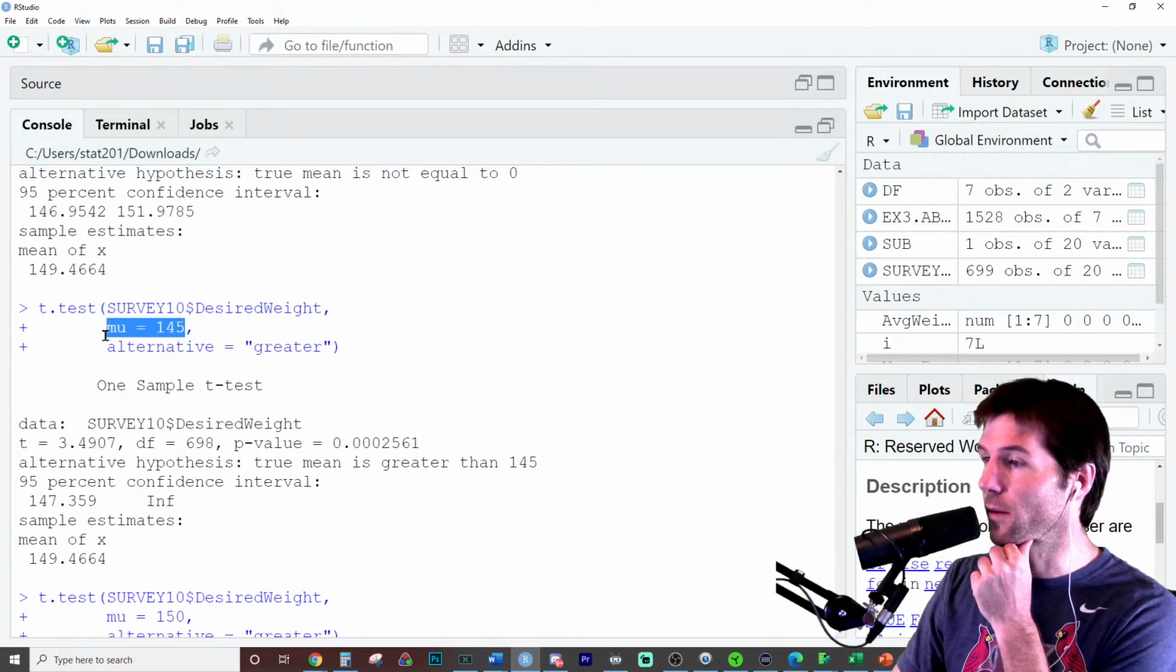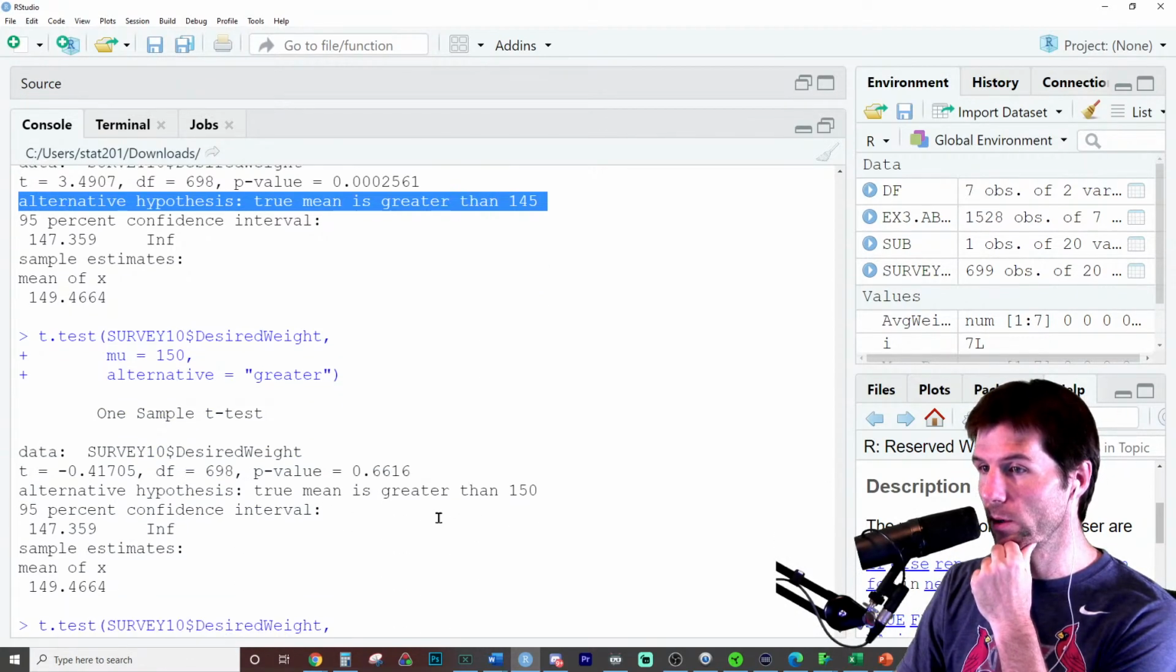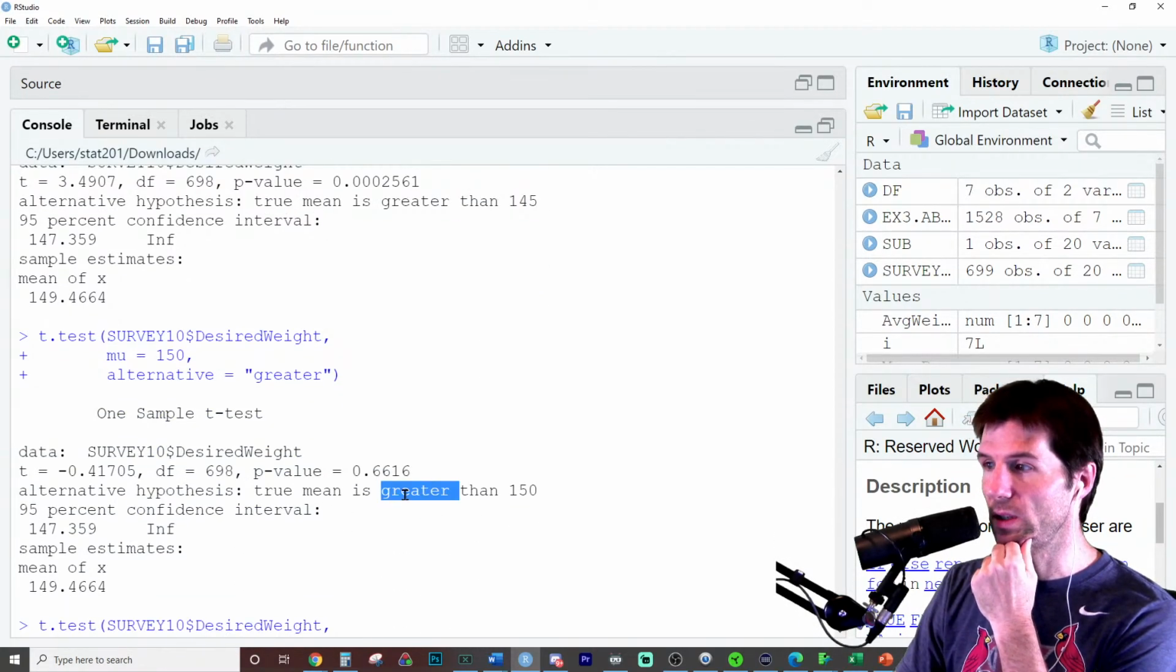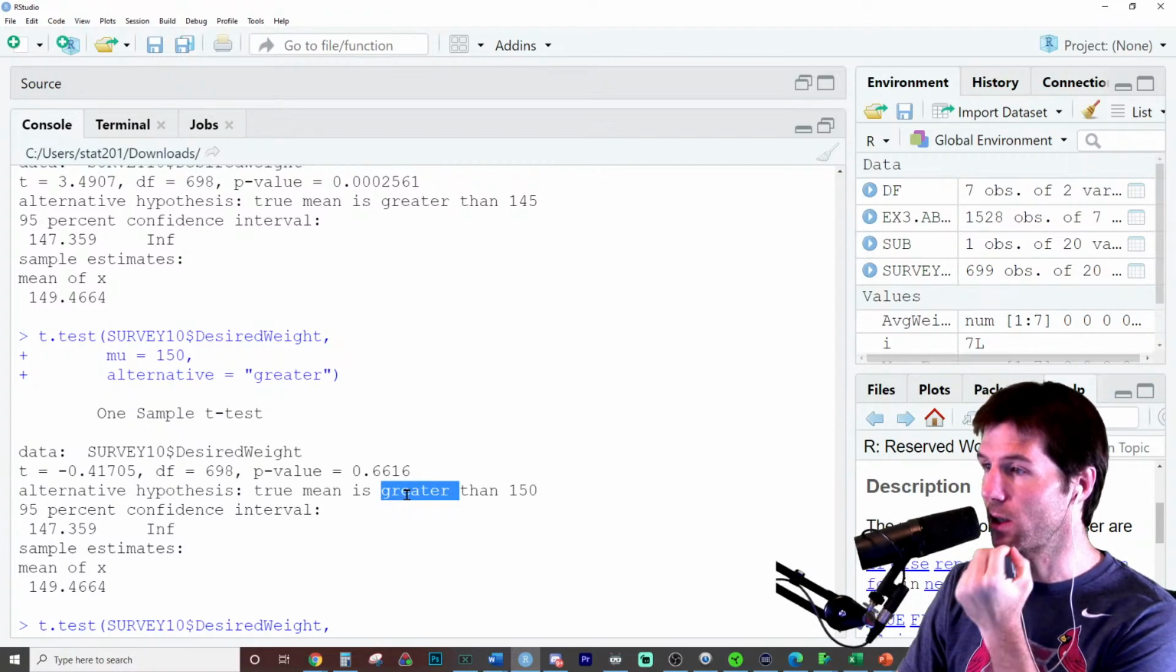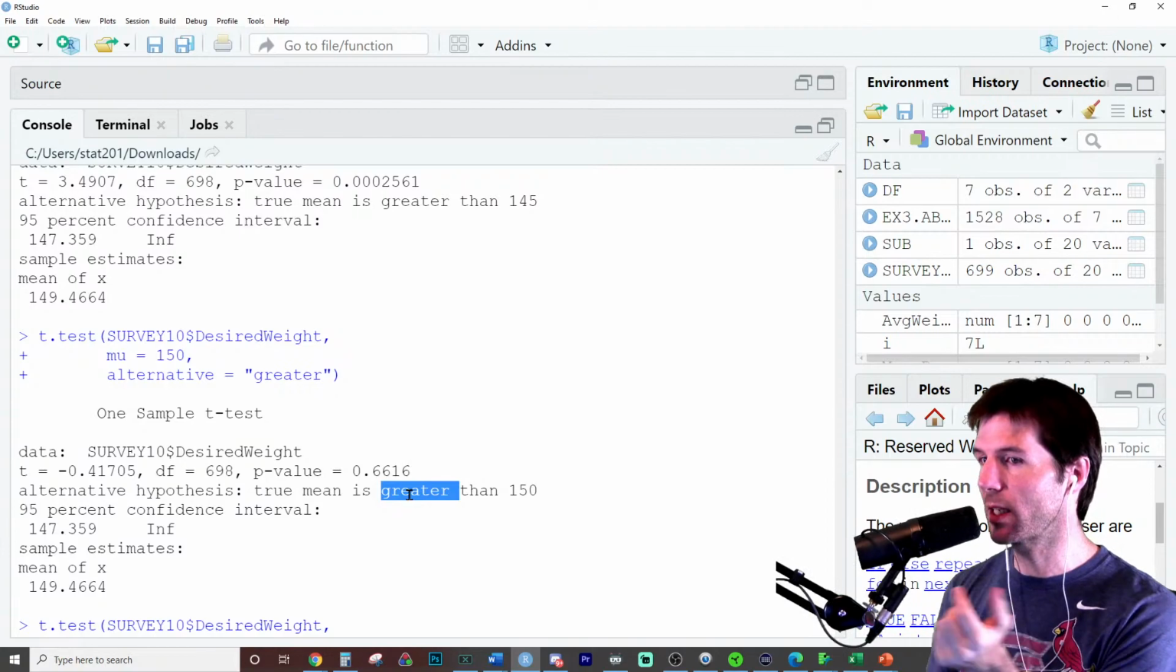So I'd reject the null, and I say I have good reason to believe that the mean is actually greater than 145. Down here, I would not reject the null. So I would say I don't have reason to believe the alternative. I continue to believe that the mean could be 150. And I'm not saying the mean is 150. I'm just saying that's a possible value.